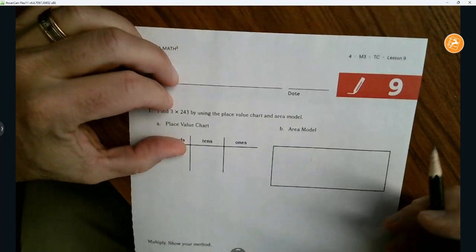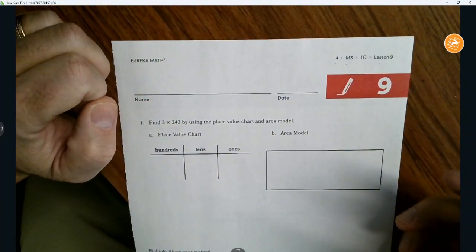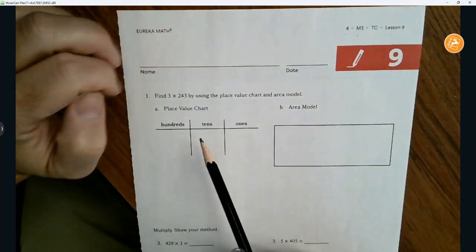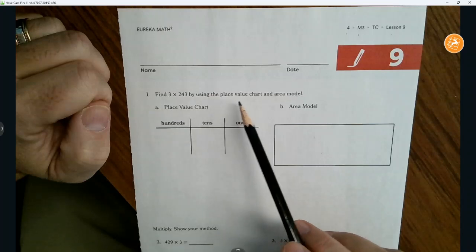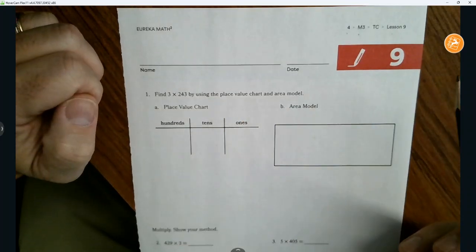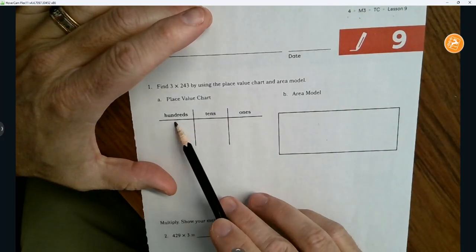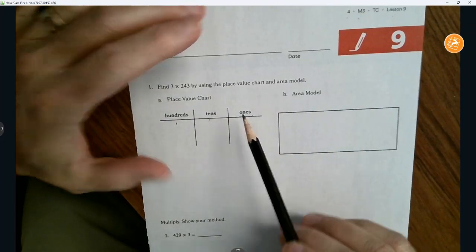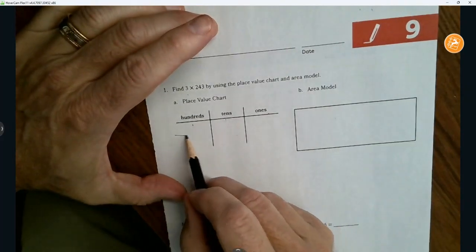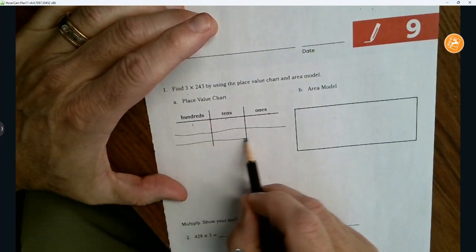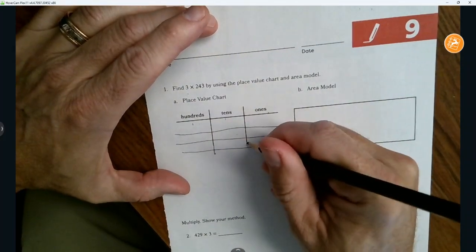This is Eureka Math Squared, fourth grade, Module 3, Lesson 9 homework helper. Number 1 says, find 3 times 243 by using the place value chart and the area model. Okay, so we got our hundreds, we got our tens, we got our ones. So 3 times means we need 3 groups. So 1 group, 2 groups, 3 groups. Looks a lot like the division one, doesn't it?